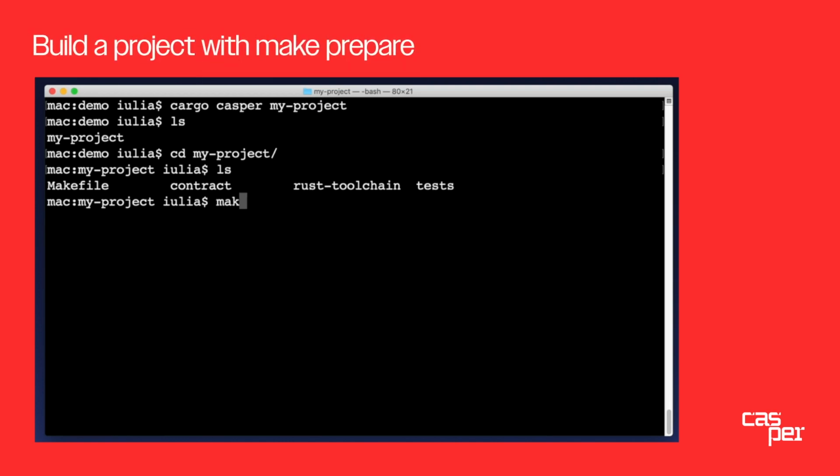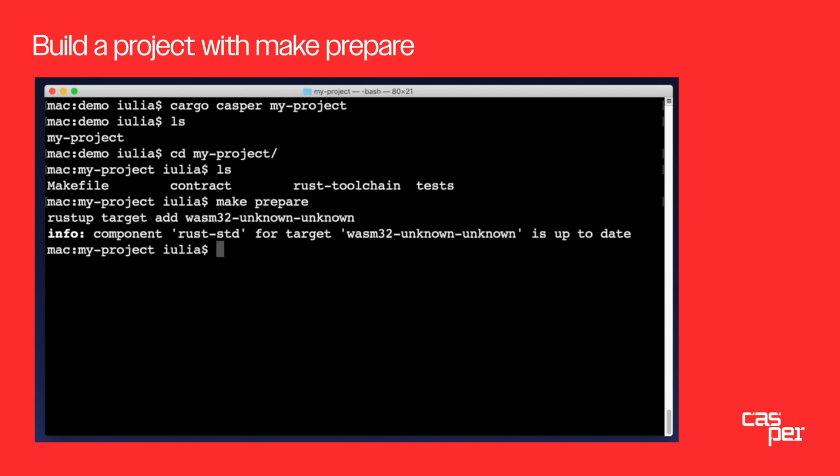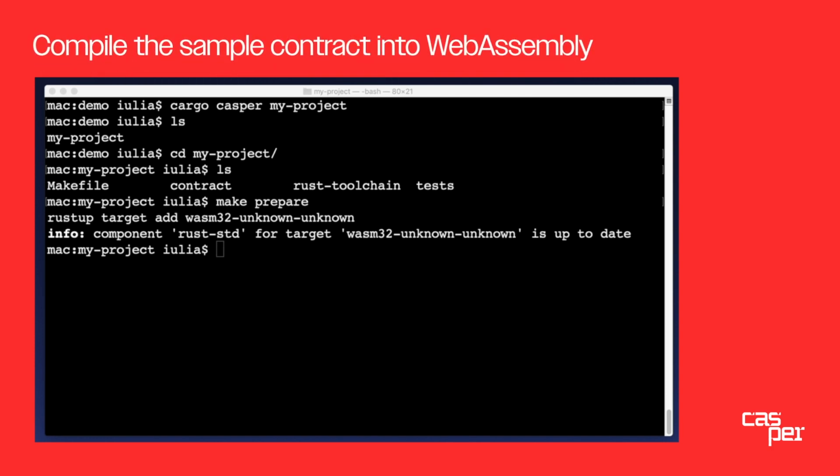Let's build the project with make prepare. This command will help us install the Rust toolchain and specify the target build as wasm. Next, we will compile the sample contract into WebAssembly using the make build-contract command.